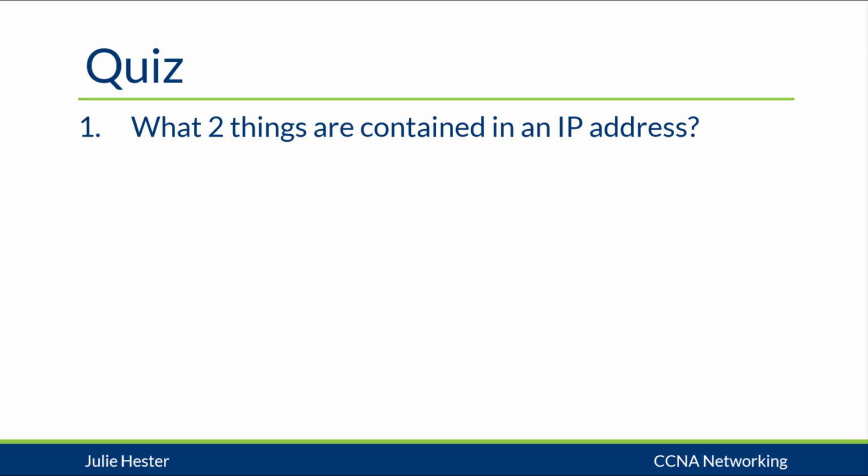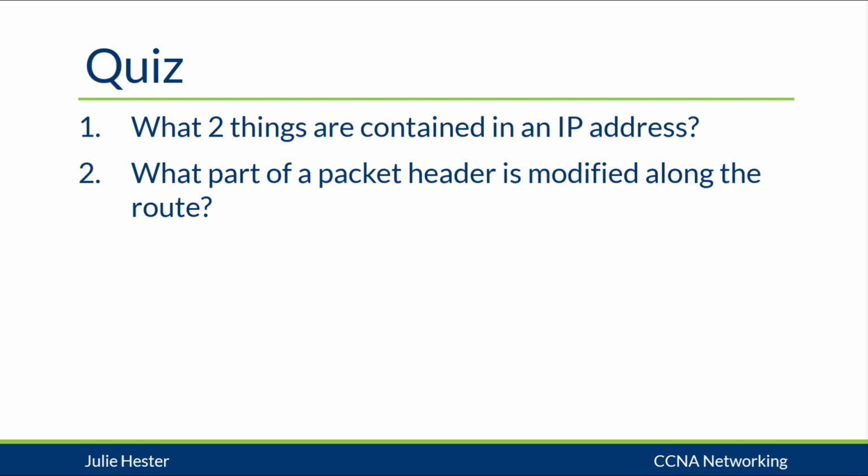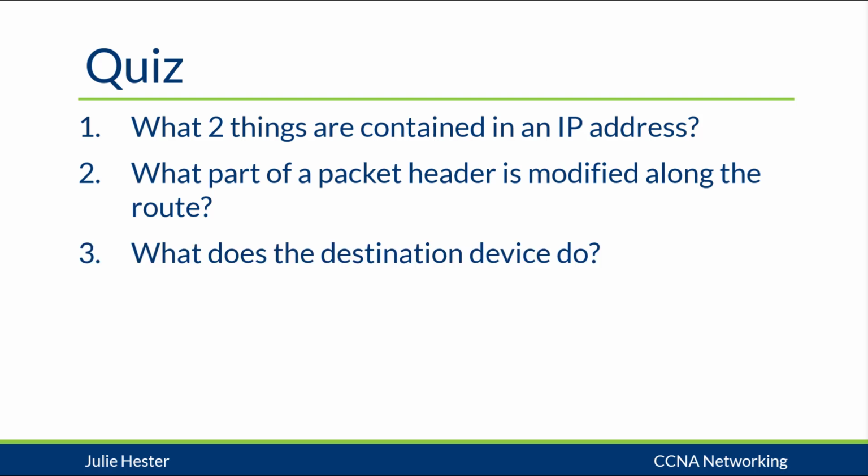Let's review what we talked about in this video. What 2 things are contained in an IP address? IP addresses have a network ID and host ID. What part of a packet header is modified along the route? The TTL is decremented. What does the destination device do? The destination device will de-encapsulate the Layer 3 packet and pass the segment to Layer 4.